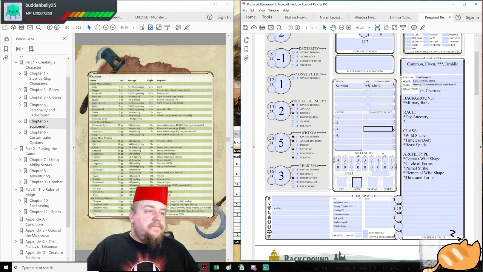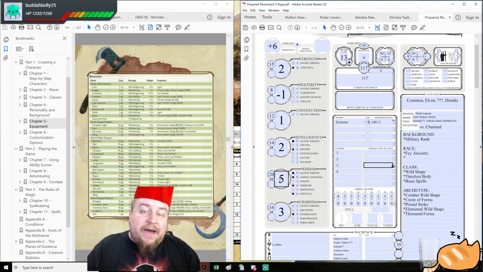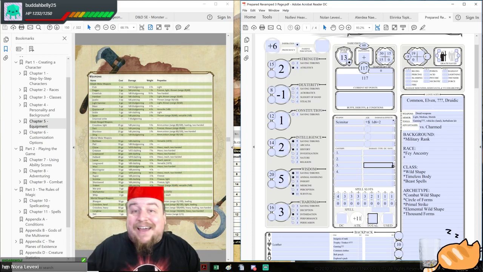Anything else? Oh, yes, actually. Our spell save DC, because we cast off of wisdom, is going to be your wisdom modifier plus your proficiency. So in other words, your attack plus 8. So your DC is 19, and to hit with your druidic spells, you have a plus 11.